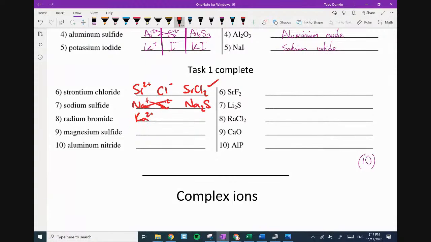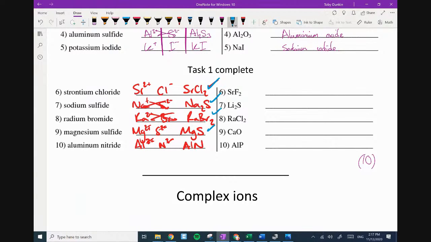Ra2+ and Br1-, cross and down, RaBr2. Nearly missed it. Next, magnesium sulfide, Mg2+, S2-, they cancel out, MgS. Next, aluminium nitride again, Al3+, N3-, cancels out, it's AlN. It's nice to reinforce stuff like that. So 1 mark for each of the final answers.